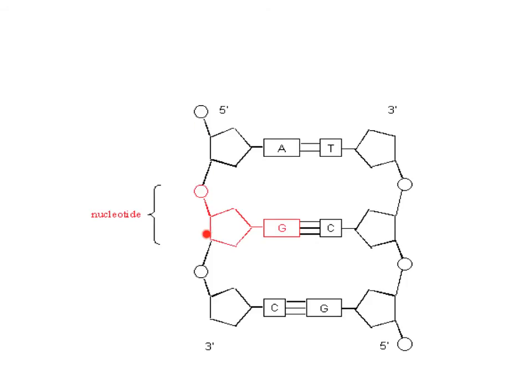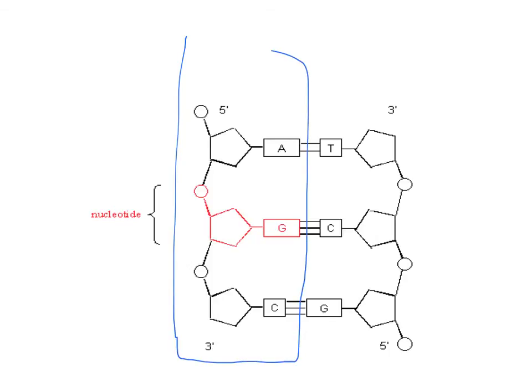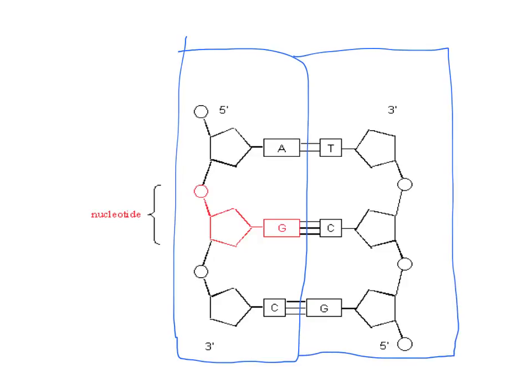Here is the backbone. This red section here is our nucleotide. There's the phosphate, the sugar, and the base. Phosphate, sugar, base, phosphate, sugar, base. There's 3 nucleotides here and 3 nucleotides here. This is one molecule. There's one molecule here on one side, and there's another molecule over here on the other side. So this is one molecule and this is one molecule, and they're hydrogen bonded to each other.